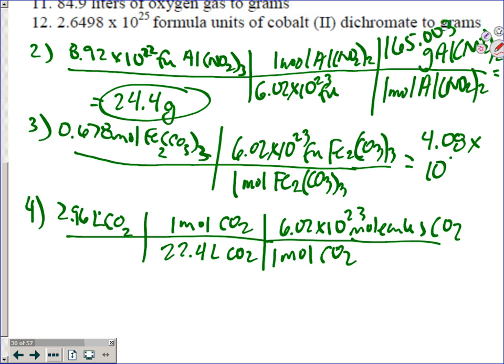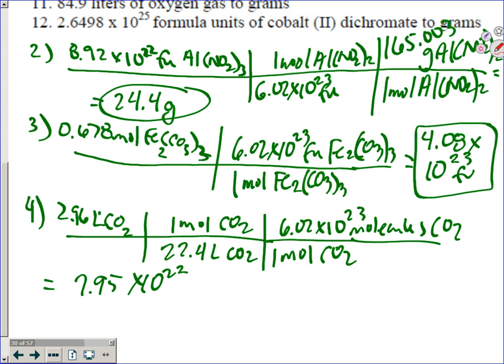Times 10 to the 23rd formula units of iron 3 carbonate. Next, point to where we are on the map. Bottom, so molar volume. We're going from liters to moles using 22.4, and then moles to molecules. Okay? Answer? 7.95 times 10 to the 22nd molecules. Okie dokie. You know your mole map? Do you know it? You got it visualized?